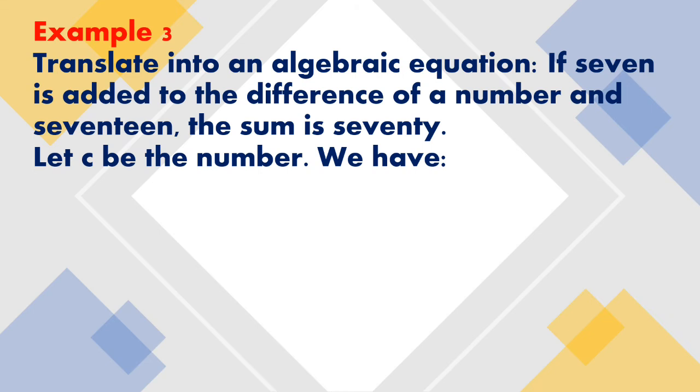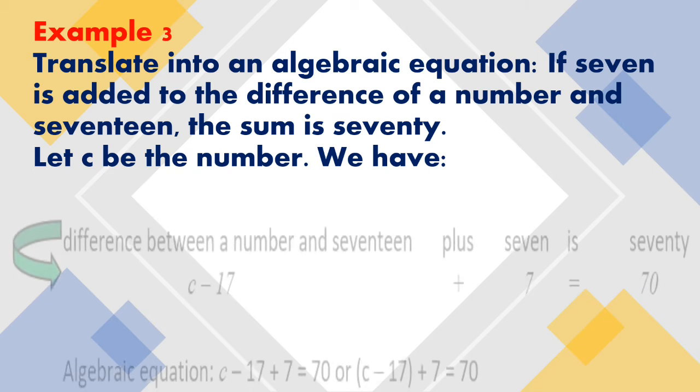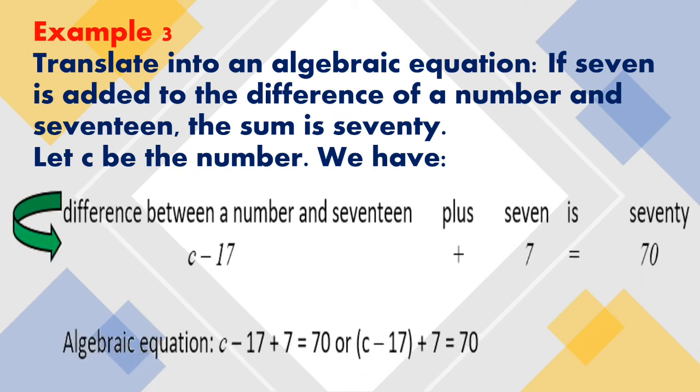Example number 3. Translate into an algebraic equation: if 7 is added to the difference of a number and 17, the sum is 70. Let C be the number. So we have the algebraic equation C minus 17 plus 7 equals 70.